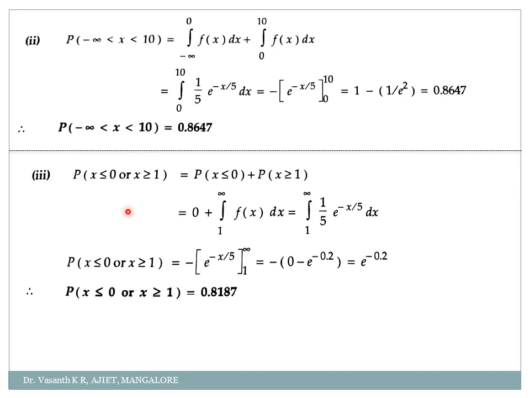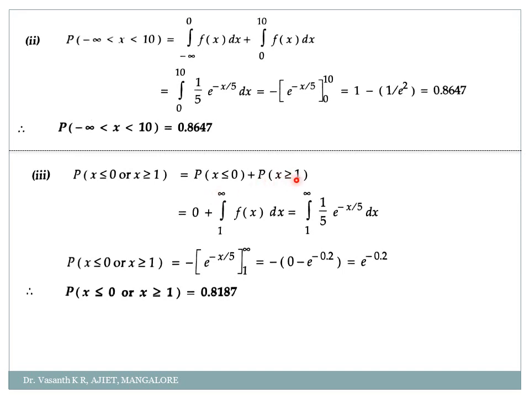Okay, next problem. Probability of x less than or equal to 0 or x greater than or equal to 1. Okay, what happens here? Less than or equal to 0 means what? 0, minus 5, minus 10, correct? So remember one thing, all the values before 0, it is always 0. We are not defining any function for the limit before 0. Means for negative values of x we are not defining any function in exponential. Exponential is always defined only from 0 up to infinity.